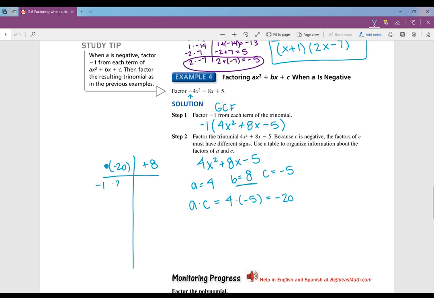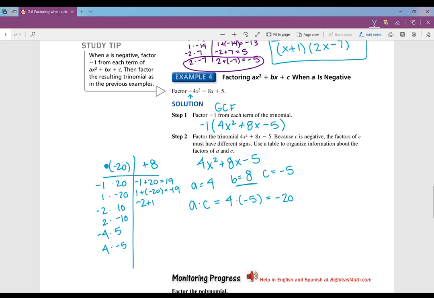So what multiplies to -20? Well, we have -1 times 20, 1 times -20. We could do -2 times 10, 2 times -10, -4 times 5, 4 times -5. Okay, so these are all factors of -20. And now we just want to figure out which one adds up to 8. So if we start adding these, -1 plus 20, that's going to be 19. 1 plus -20 is -19.